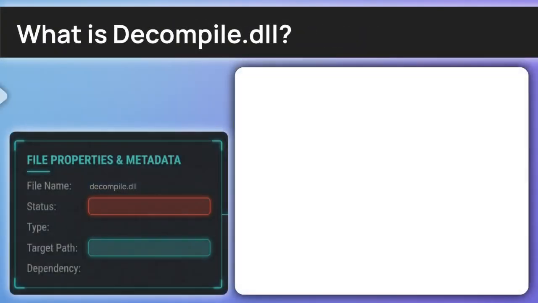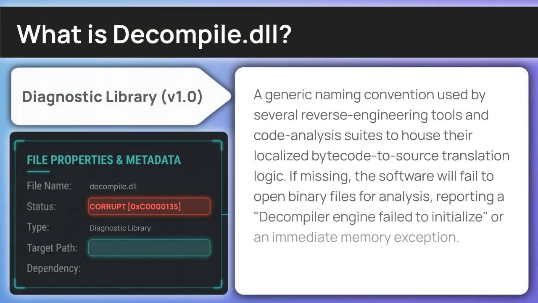This is the Decompile Library, a generic naming convention used by several reverse engineering tools and code analysis suites to house their localized bytecode to source translation logic. If missing, the software will fail to open binary files for analysis, reporting a decompiler engine failed to initialize, or an immediate memory exception. Now that you're up to speed on the file's role, let's begin the repair process.